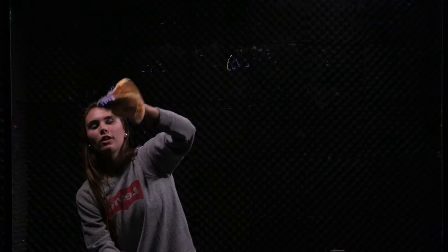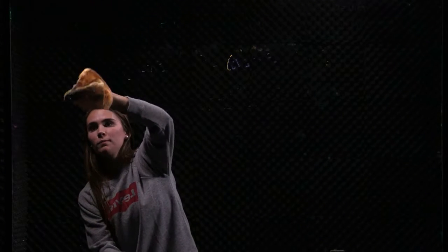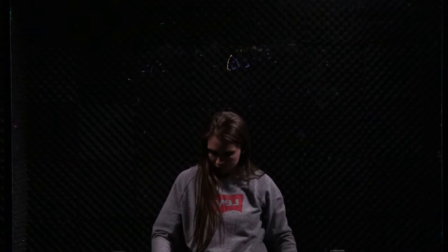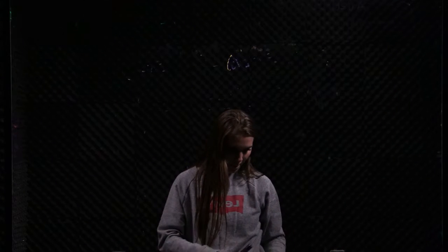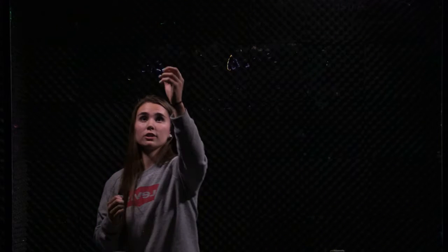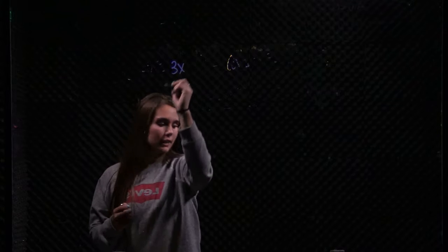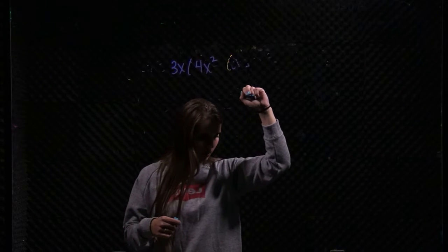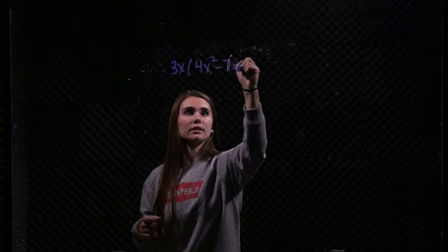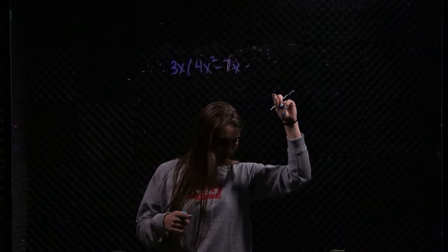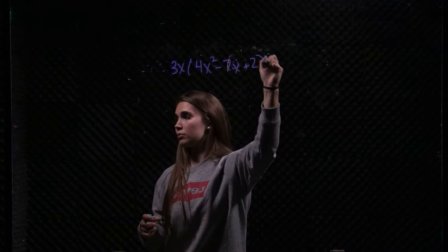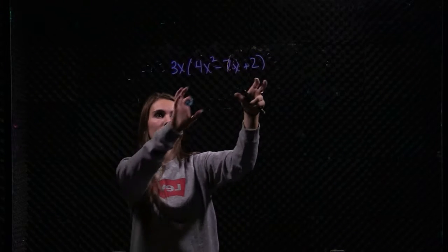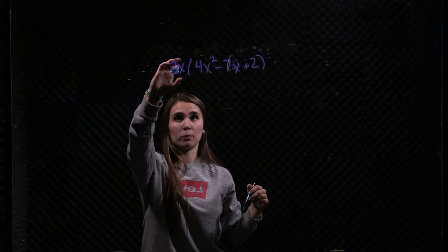Okay. So in multiplication, we are using what's called distribution, which I'm sure you guys have heard before, but we'll just go over it again. So I'll just use a simple example first. So let's do 3x times 4x squared minus 7x plus 2. So this is our polynomial. This is what we want to multiply by our polynomial.